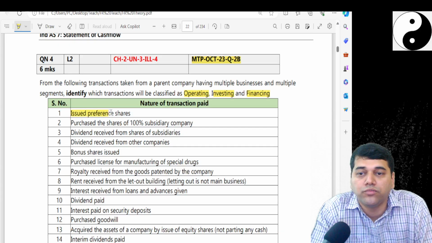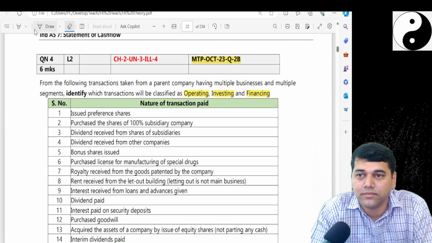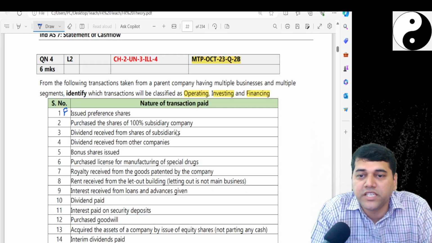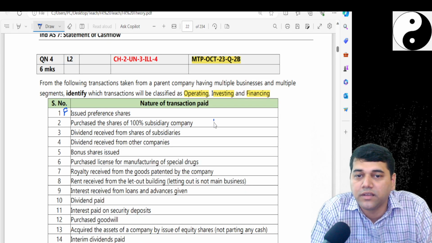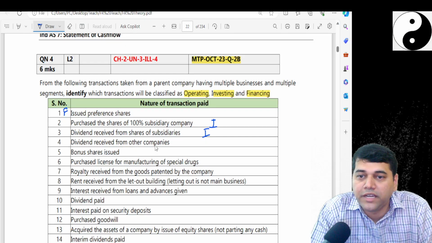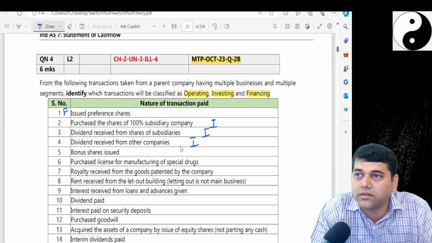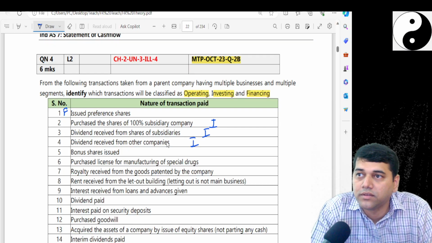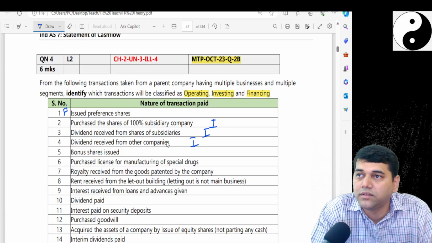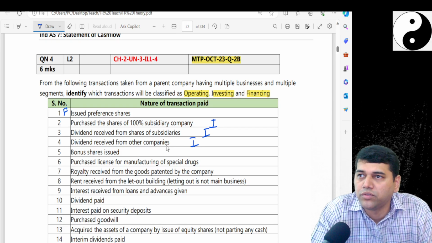Preference shares issue, it's a financing. Purchase shares of a 100% company, investment. Dividend received from the shares. Dividend received from other companies, investment income.